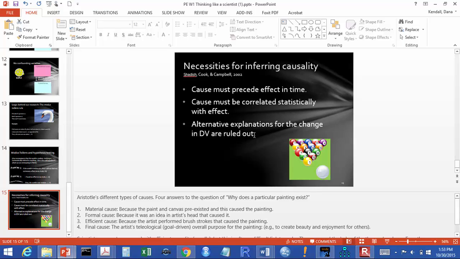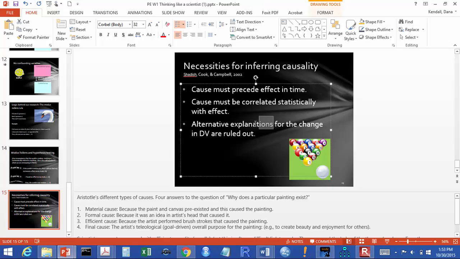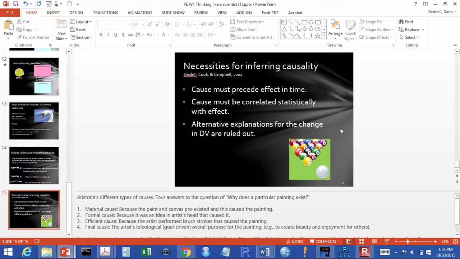All right, the cause must be correlated statistically with the effect. And finally, alternative explanations for the change in the DV are ruled out. So alternative explanations are things that, aside from your intervention, aside from your program, what are the other explanations that could be there? Like people in the training group were different somehow than the people in the control group, and so you were able to rule those out either with logic or with other variables that you collected to parse out, etc. So that's the idea behind that.